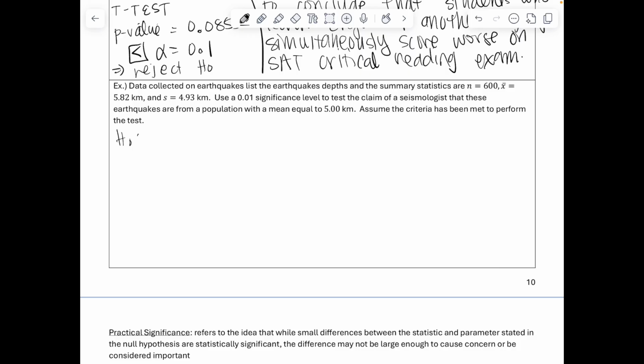So for this, we need to list our H0 and H1. And since we're talking about the mean depth, we will write mu for both of these, with the population mean equal to 5 kilometers. So I'm going to put 5.00 for both our null and our alternative. The null always gets an equal sign. And since it's asking about being equal to, the opposite of that would be not equal to.